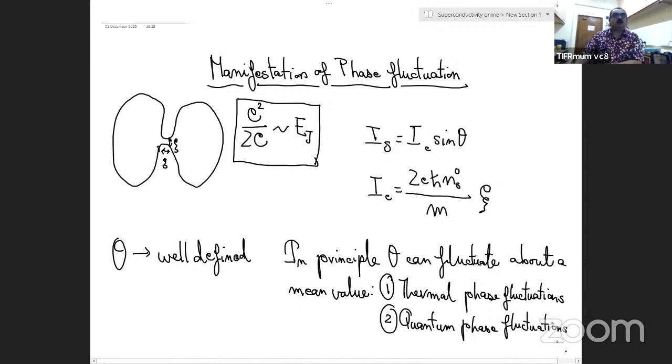So we will start with the thermal phase fluctuation. But before we start with any of this, let us see what is the effect if the phase is fluctuating. If the phase is fluctuating, what does it physically do?